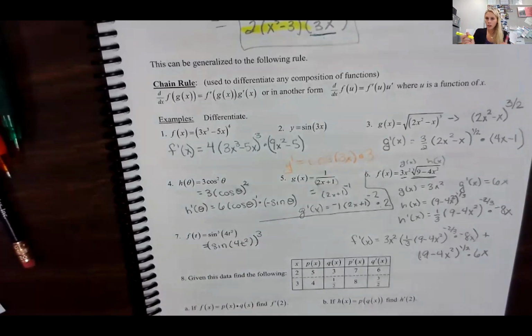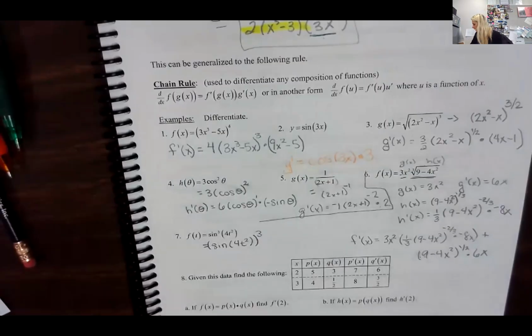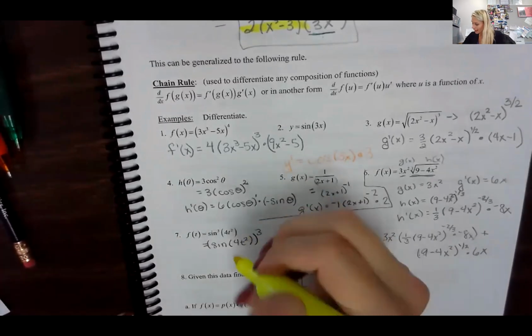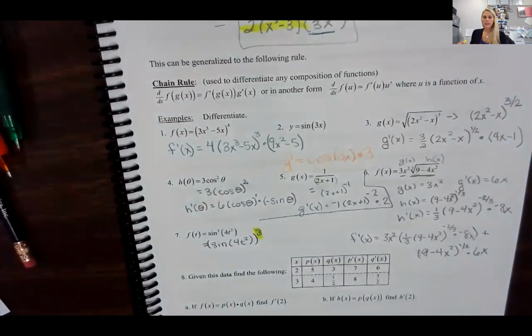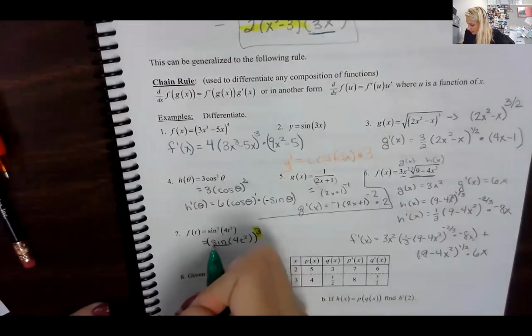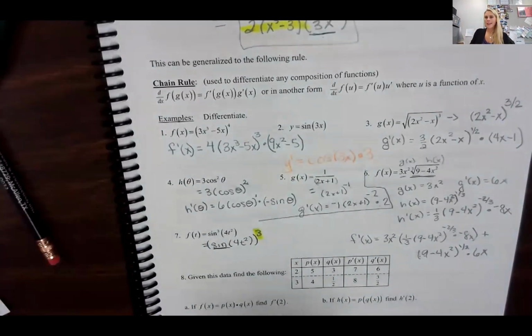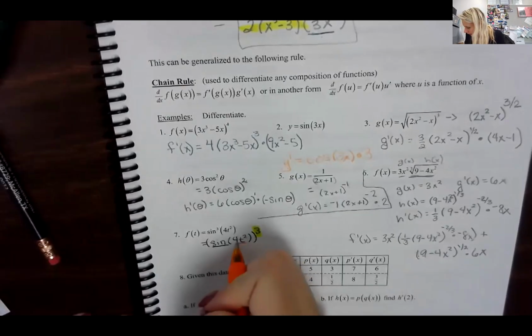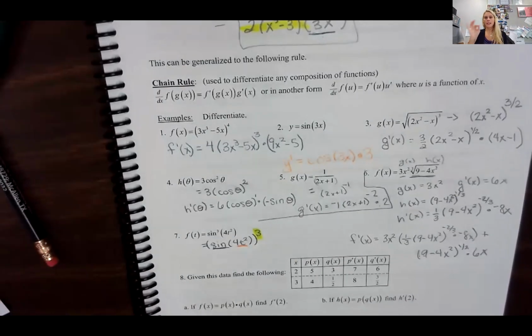I'm going to try to use colors so you guys can see a difference in the way I'm viewing things. I'm just wondering where my markers are. I wanted more of a highlighter thing because I don't want it to be too dark, but we'll see what we can do. Okay, so the outside is the cube. The next function inside would be the sine. And then the last function on the inside is that 4t squared.